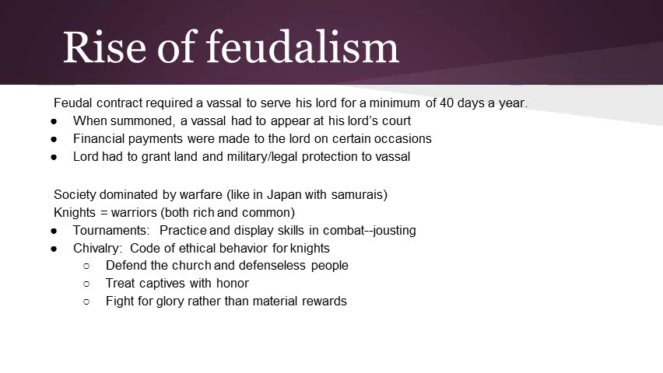This feudal society was dominated by warfare, not unlike Japan was with the samurai in roughly the same time period. The knights were the warriors, and knights could be both rich people and commoners. They held tournaments where they practiced and displayed their skills in combat, like jousting, and they lived by a code of chivalry, which was a system of ethical behavior that required them to defend the church and any people who could not protect themselves, to treat captives with honor, and to fight for glory rather than material rewards.